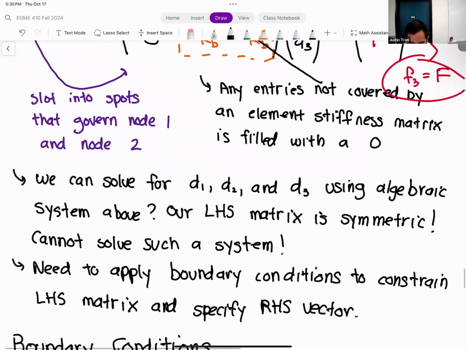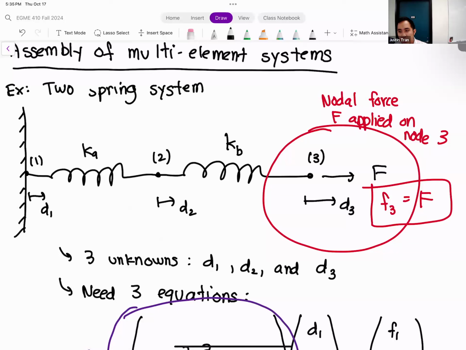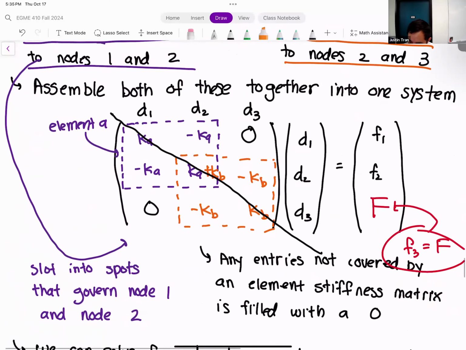We illustrated that up here, where if we go back to our original problem, we can see here that on node 3, we're applying a tensile force F on node 3, right? And so what that tells us is that F3, the force on node 3, is going to be a capital F. And so if we go back to our global stiffness system, we can see here that we apply that boundary condition by replacing little f3 in our right-hand side forcing vector with big F.